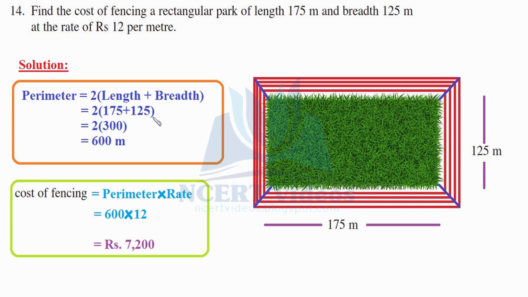So twice into length plus breadth, since it is a rectangle. 175 plus 125 is 300. When we multiply it with 2, it gives you 600 meter as your perimeter. Now the total cost of fencing equals perimeter into rate. Perimeter we have calculated, rate is given to us, that is 12 rupees per meter. So when you multiply 600 by 12, first simply multiply 12 into 6 to give you 72, and then attach 2 zeros. This is the fast way of multiplication. So this was your question number 14.